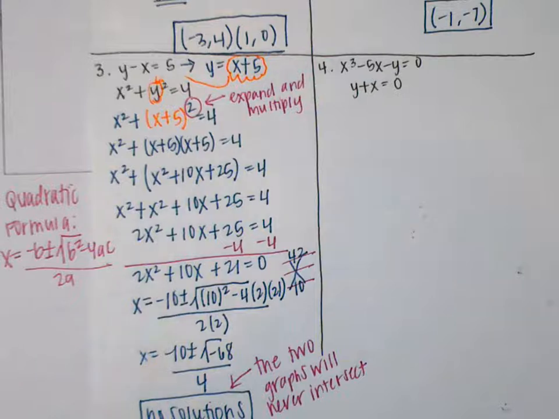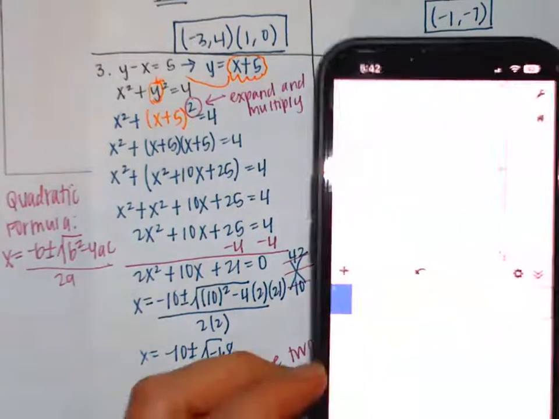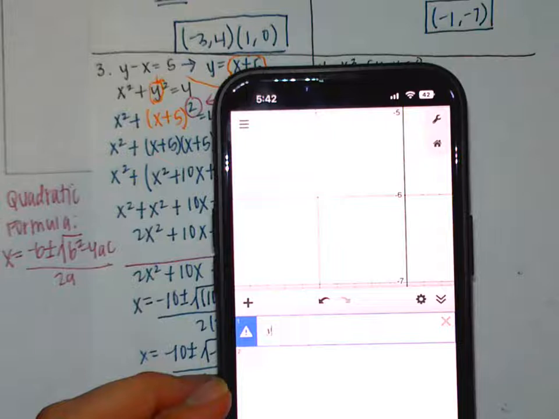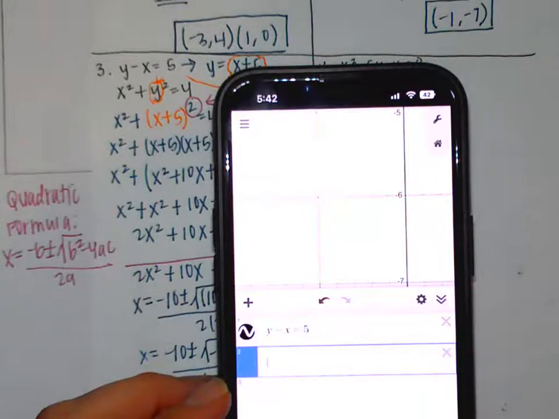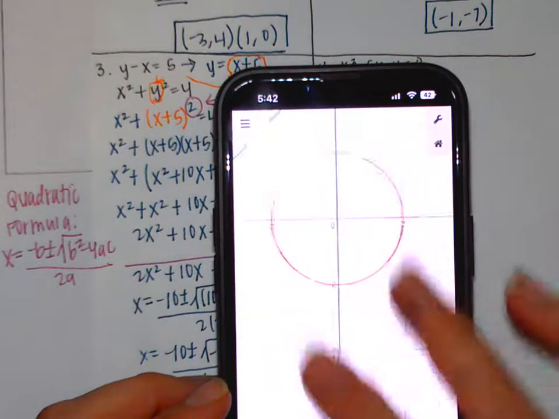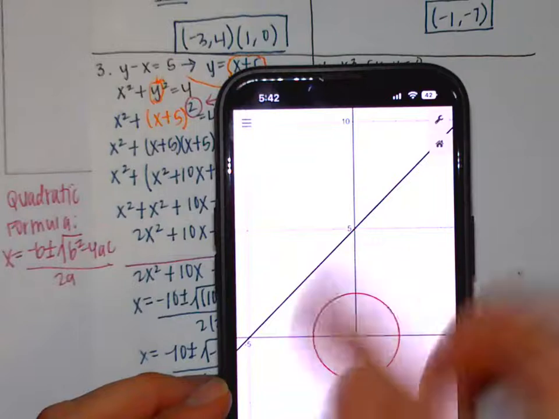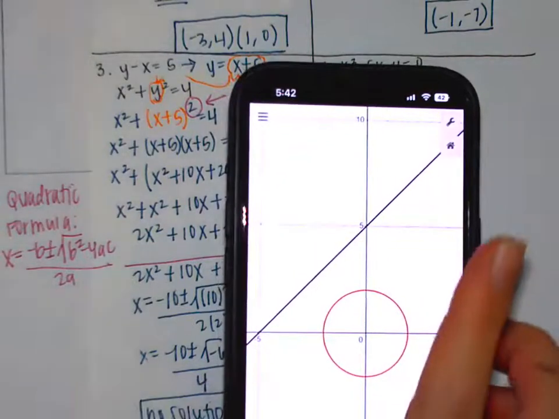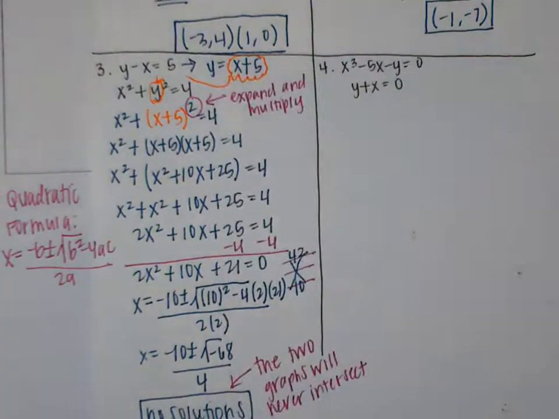So if I were to put that in Desmos, that would be y minus x equals 5. So that's a line. And then x squared plus y squared equals 4. That's a circle. And so if you look, my circle's there, my line's above it, they're never going to cross, which is why we have no solution.